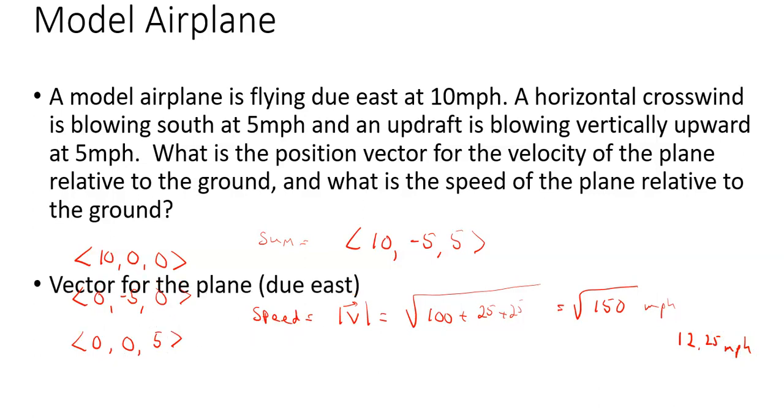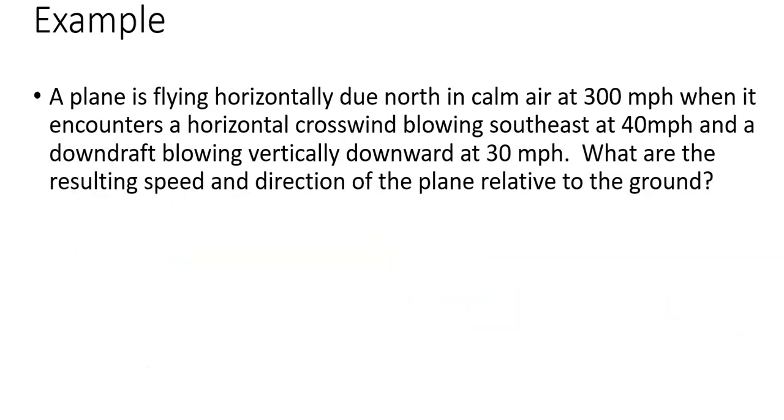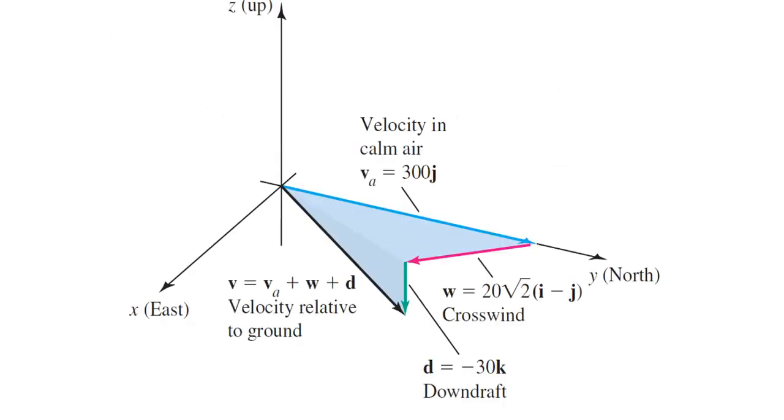One more. Oh, that was just my notes to myself. So I've got a plane flying horizontally due north in calm air at 300 miles an hour. It encounters a horizontal crosswind and a downdraft blowing vertically. What's the speed and direction? So in this case, I'm going to need a little bit of information.